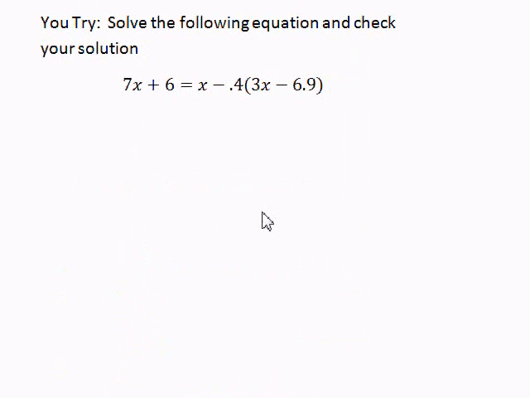Here's an example for you to try. Go ahead and work it out, pressing pause, and when you're ready to see the answer, please press play.